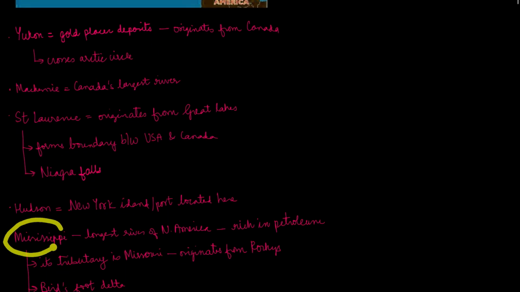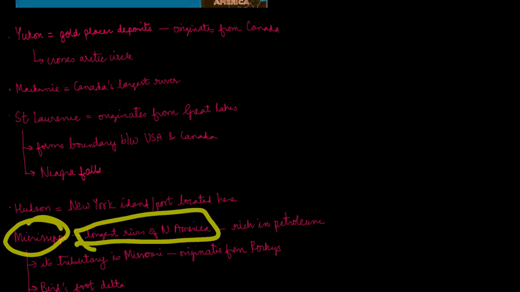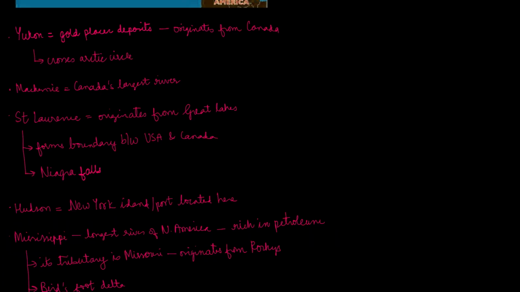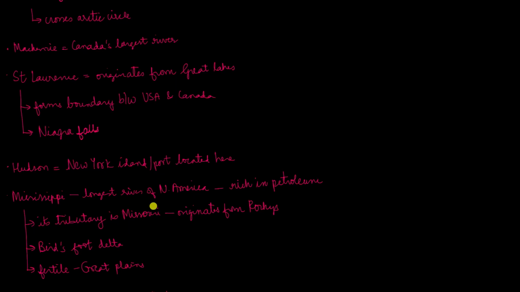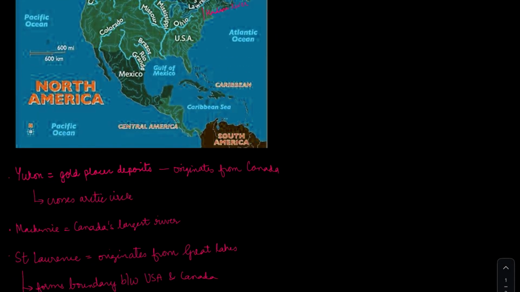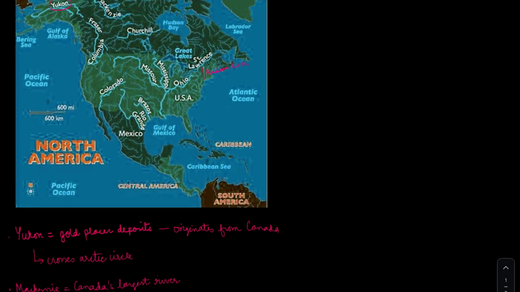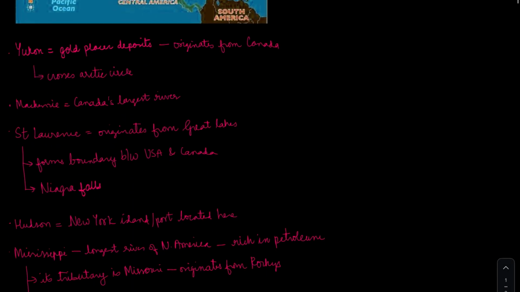Then Mississippi is the longest river of North America. It is rich in petroleum reserves. Its tributary is Missouri, which originates from the Rocky Mountains or the Rockies. The Mississippi River is also known for the Bird's Foot Delta, and it is very fertile. Therefore, the Great Plains lie over here. Because of the Mississippi river we have the Great Plains in this region.